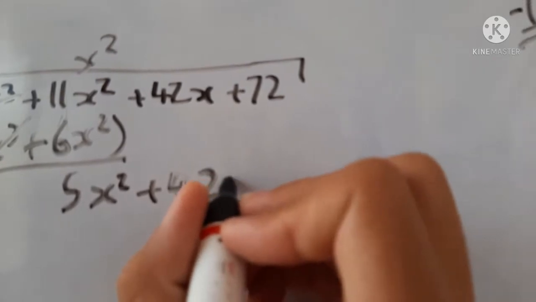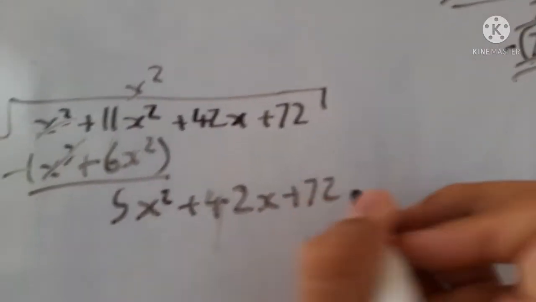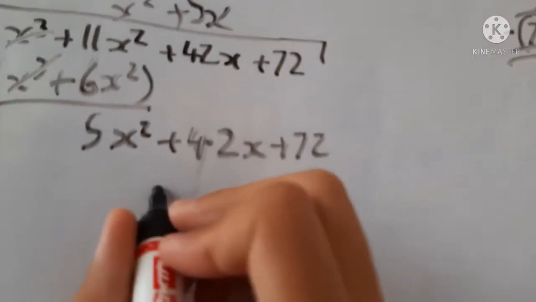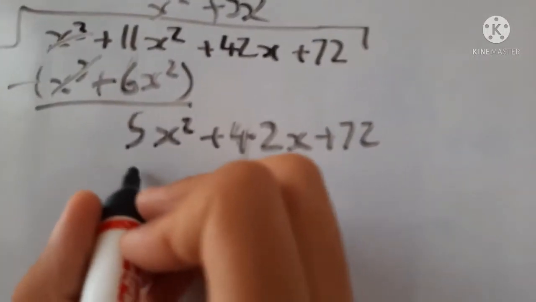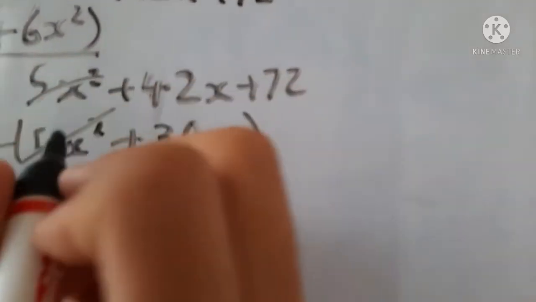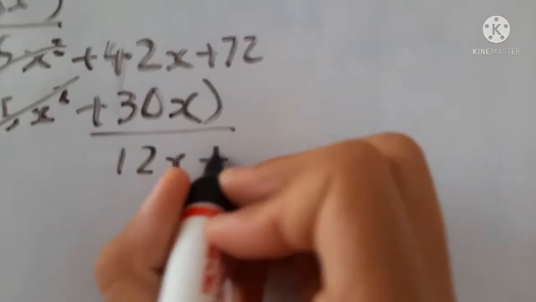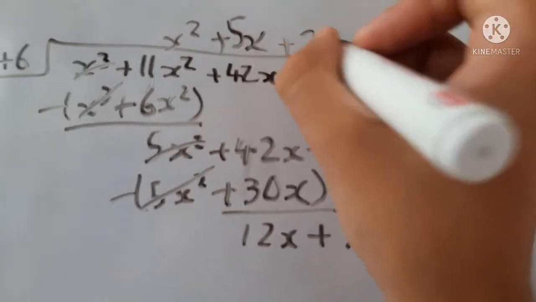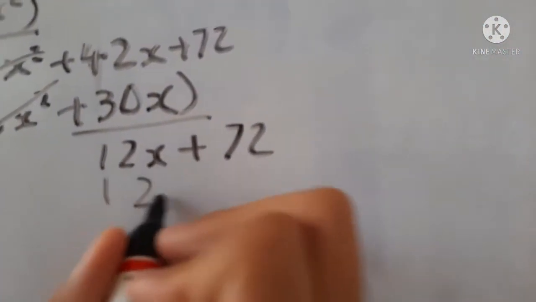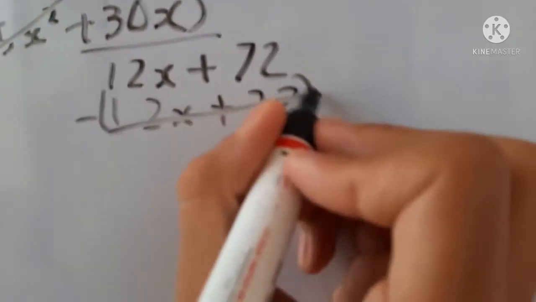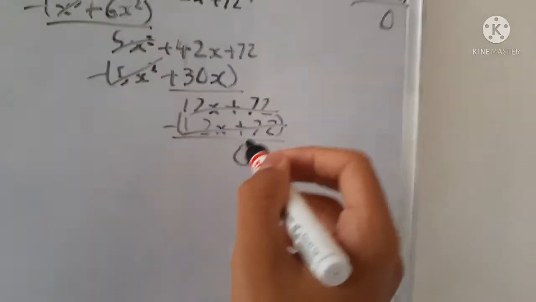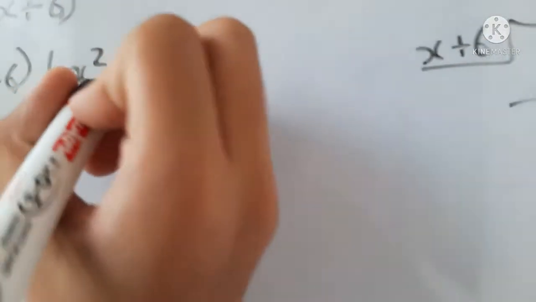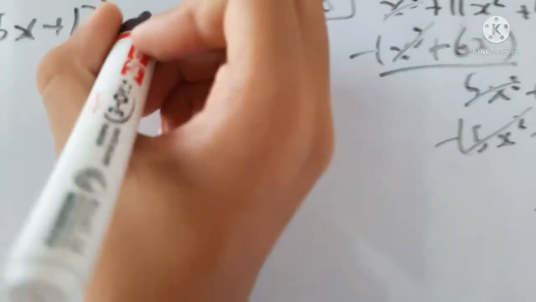42x plus 72, I get plus 5x, okay, so plus 30x, I'm pretty sure, and then 5x squared, then of course these signs change, and we get 12x plus 72, okay, so we get plus 12, and of course, these cancel out, right? Because we know that x plus 6 is a factor, so the remainder is 0. The quotient is, of course, this thing, so you can write it out there. So, x squared plus 5x plus 12, and this is equal to 0.